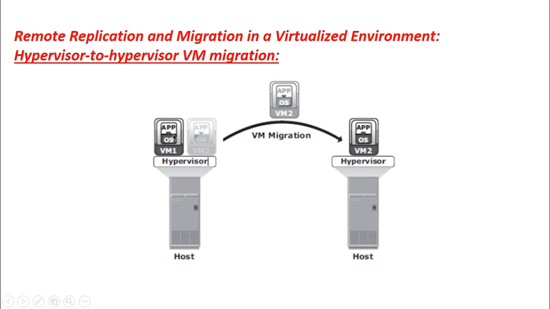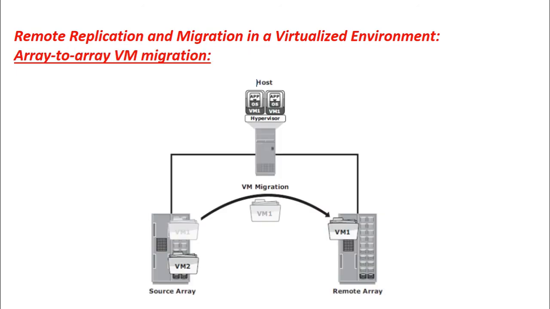this technique requires that both the source and the target hypervisor access the same storage array. The condition for hypervisor to hypervisor virtual machine migration to happen is that both the source and the target hypervisor access the same storage array. In array to array virtual machine migration, virtual disks are moved from the storage array to the remote array.